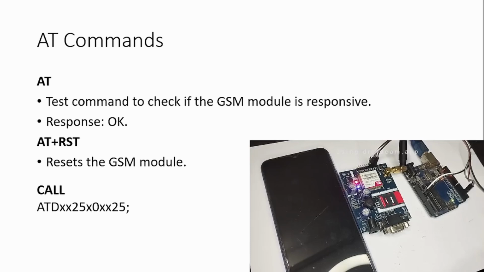So the most basic AT command is simply AT. And when your SIM card is properly connected, here you can see the SIM card is connected, and if everything is perfect, then in response to this AT command, it will simply send OK back, right?